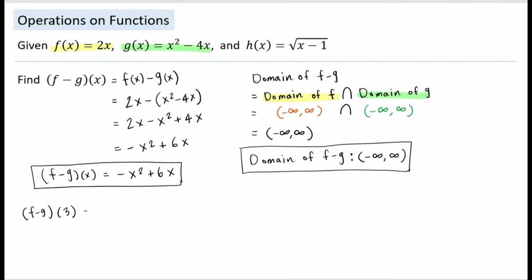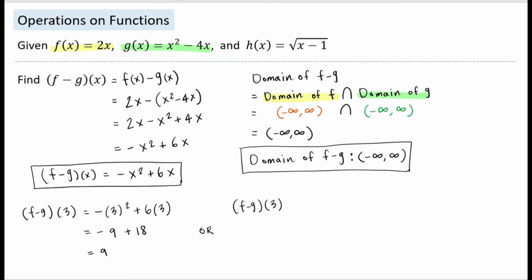Let's compute f minus g of 3. Using the function we just computed, we have negative 3 squared plus 6 times 3, which is equal to negative 9 plus 18. The answer is 9.